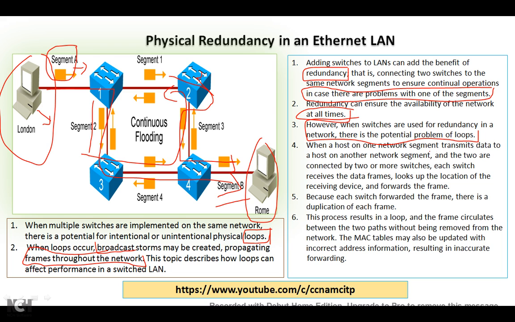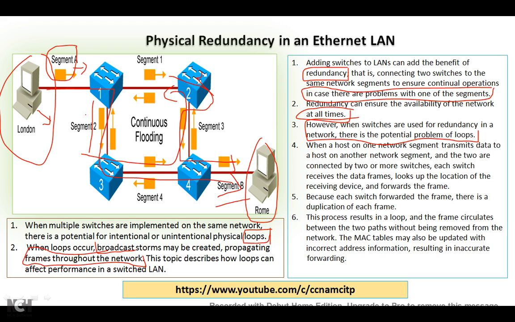When a host on a network segment transmits data to a host on another segment, for example, this one is in segment A and this one is in segment B, and this host is trying to send data to this host, Rome, and the two are connected by two or more switches, each switch receives the data frame, looks up the location of the receiving device and forwards the frame.